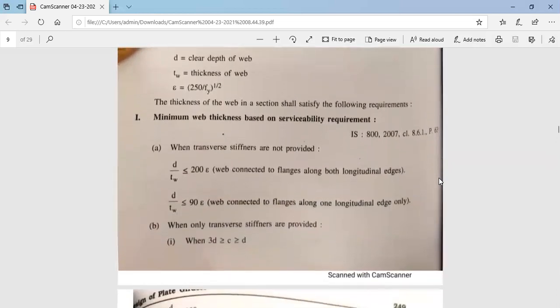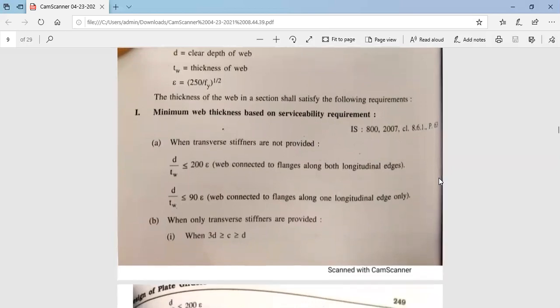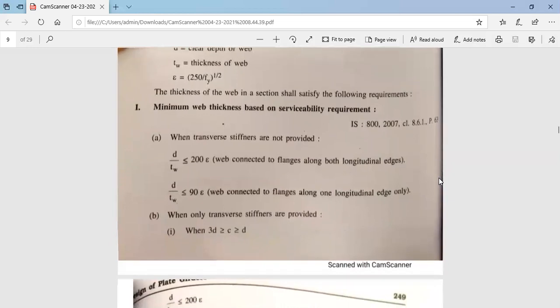Right. So the thickness of the web in a section shall satisfy some requirements. The first requirement is minimum web thickness based on serviceability, which is given in IS 800-2007, clause number 8.6.1, page number 63. First, when transverse stiffeners are not provided, if D by TW is less than or equal to 200E, then the web is connected to flanges along both longitudinal edges. If D by TW ratio is less than or equal to 90E, then the web is connected to the flanges along one longitudinal edge only.